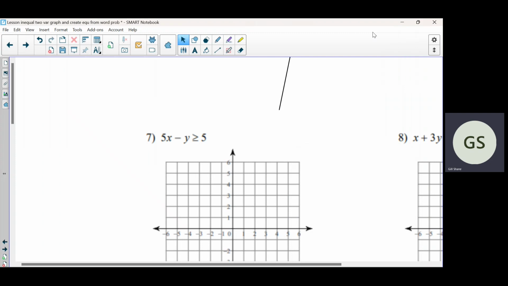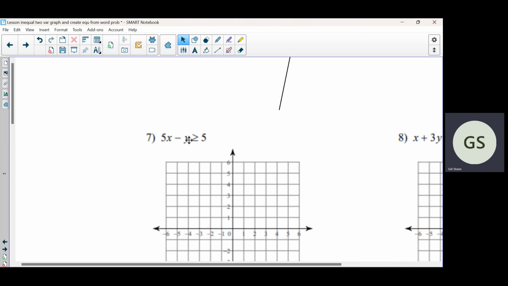This is a quick version of the lesson from Thursday and Friday, March 23rd and March 24th. We've been working on graphing inequalities in two variables, so there'll be an x and a y in the inequality. They're not equations.